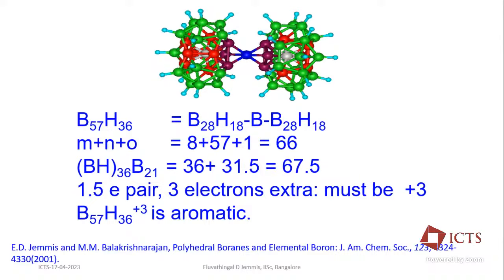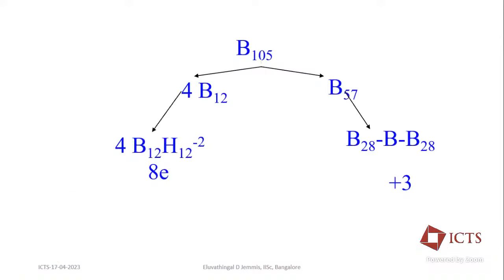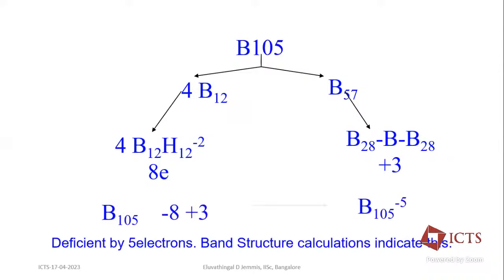It has extra electrons. Now, when we go back and check this, B12 H12 2 minus, and we have B28, B28, this should be +3, this should be -8, right? Which essentially tells that B105, if it is to be electron sufficient, should have a -5 charge. But then an element has to be neutral, right? So there is something quite not right.